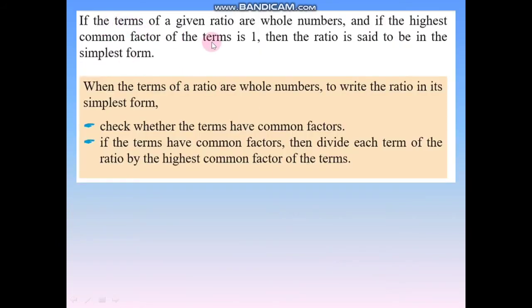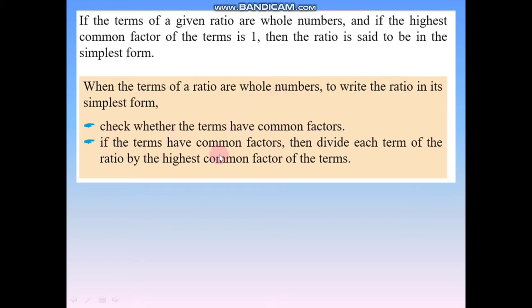If the terms of a given ratio are whole numbers and if the highest common factor of the terms is 1, then the ratio is said to be in the simplest form. When the terms of the ratio are whole numbers, to write the ratio in its simplest form, check whether the terms have common factors. What are common factors?